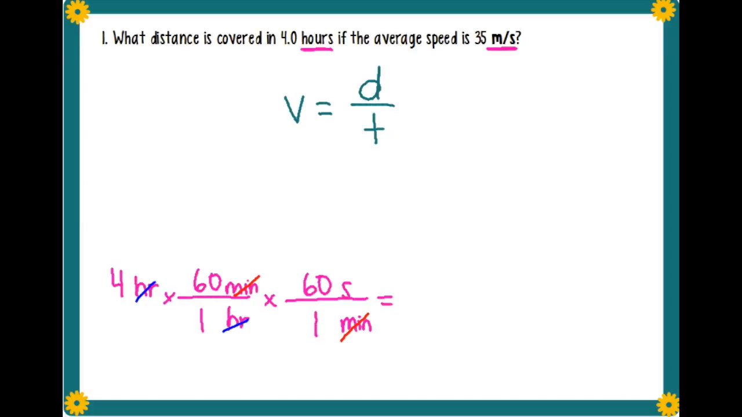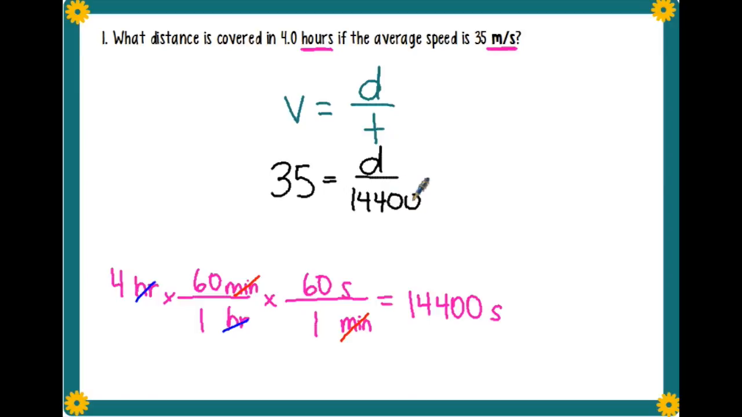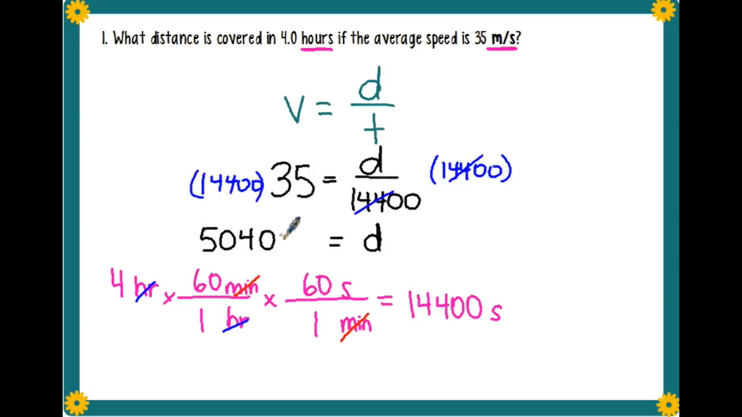Four times 60 equals 14,400 seconds. So now I just plug everything in. The velocity is 35. I'm looking for the distance, and the time is 14,400. To get d by itself, I just multiply both sides by 14,400. And you get 504,000 meters.